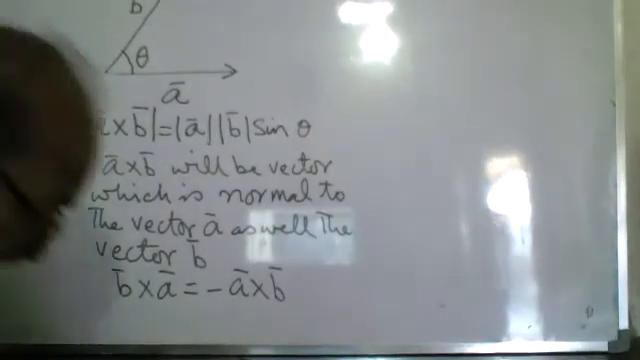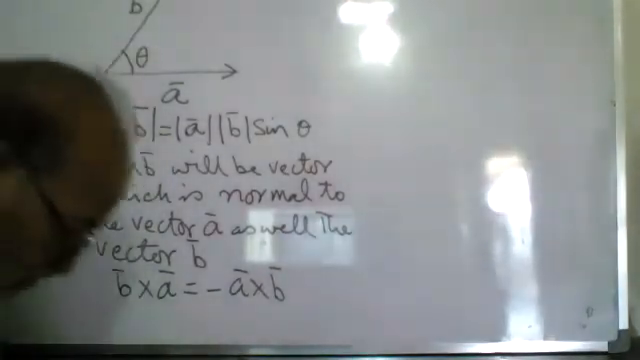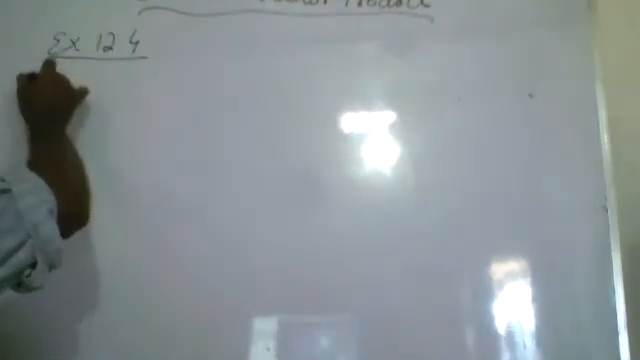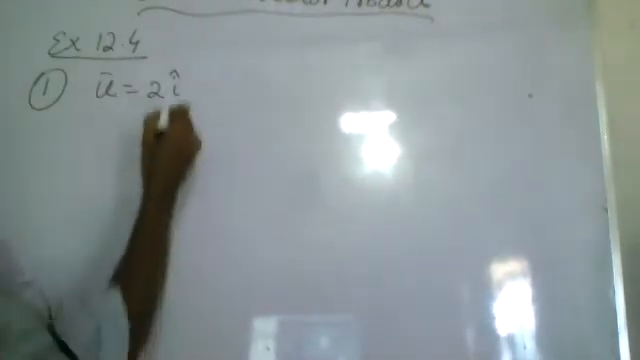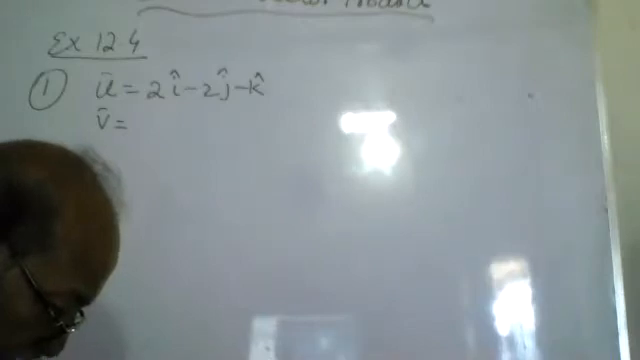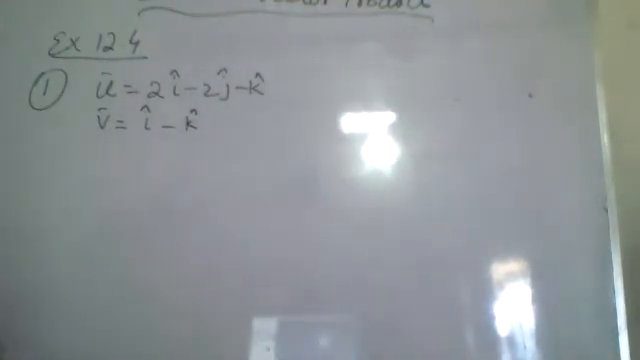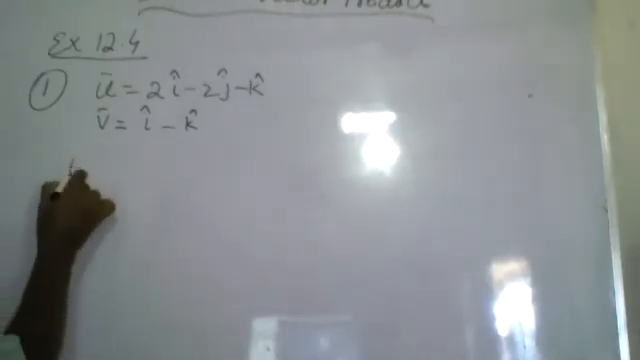Okay. Now exercise 12.4, question number 1. Vector U is equal to 2i minus 2j minus k, and vector V is equal to i minus k. So we have to find U cross V.